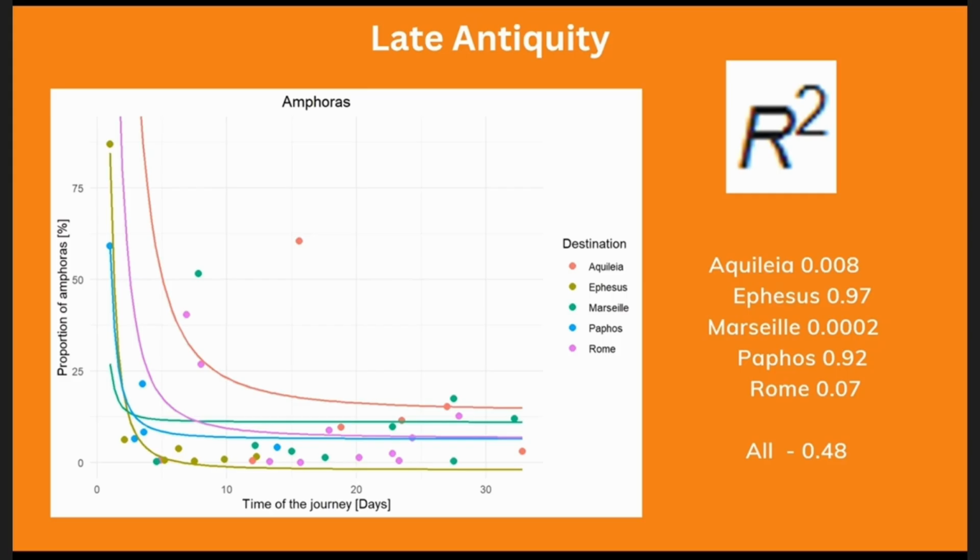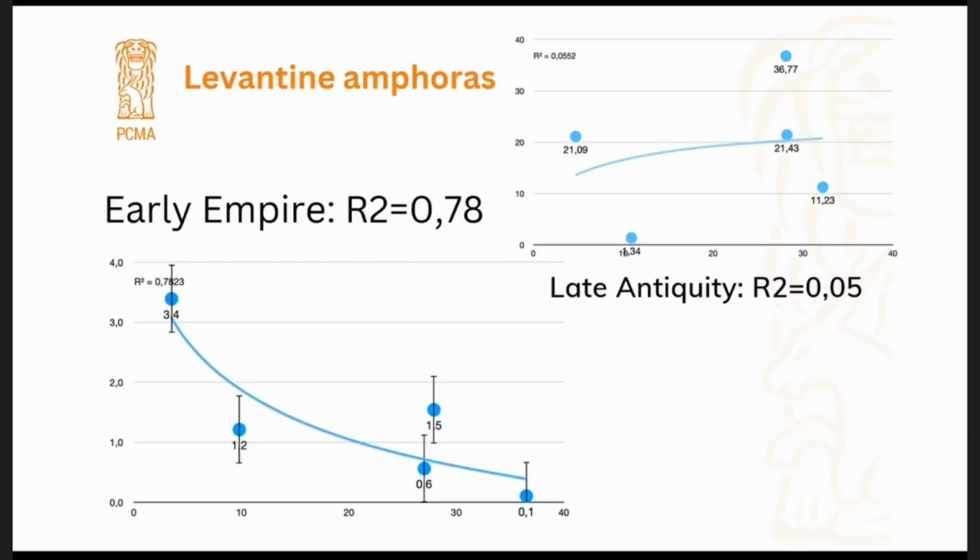But in late antiquity, we see something completely different. So the dots are more dispersed. It's actually difficult to find a pattern, although the R square, like for the total of amphoras, is not very, very low. We see that there are big differences in different destinations. So no correlation for Aquileia, high correlation for Ephesus, no correlation for Marseille, high correlation for Paphos, no correlation for Rome, which means that basically in the Western and Central Mediterranean, the trade looked somehow differently than we would expect. There must have been some non-market element that governed the trade.